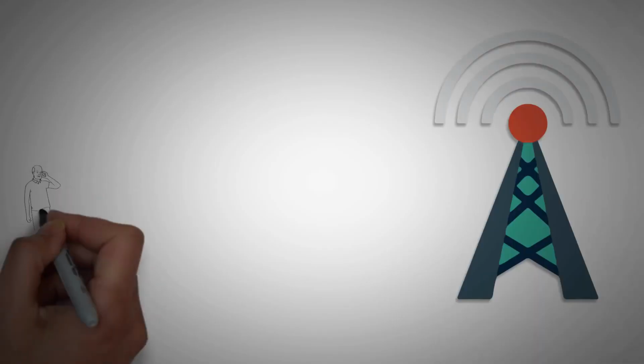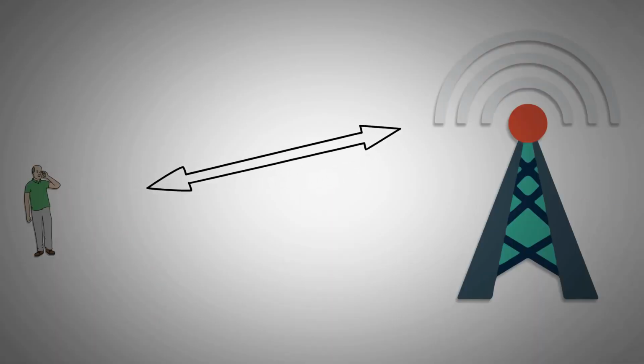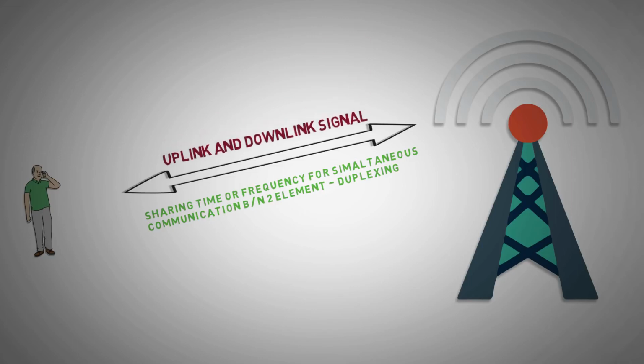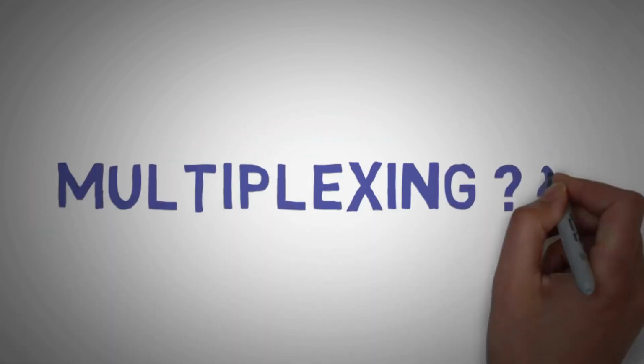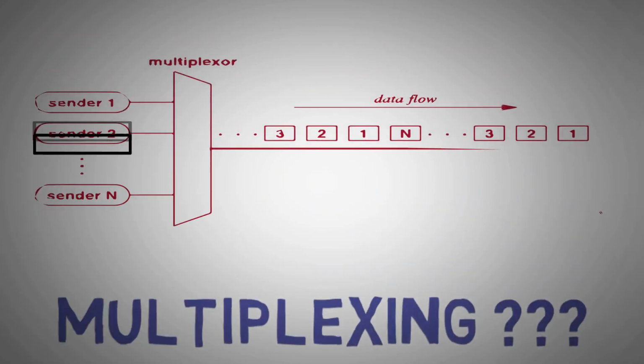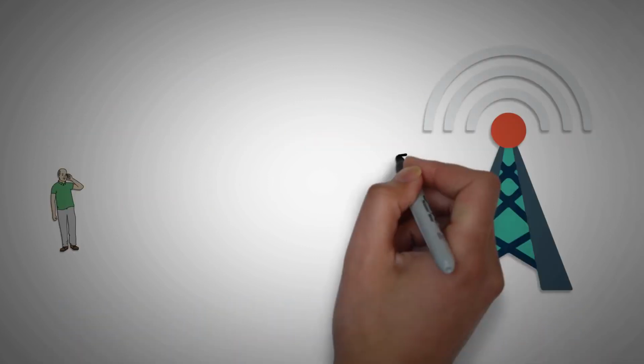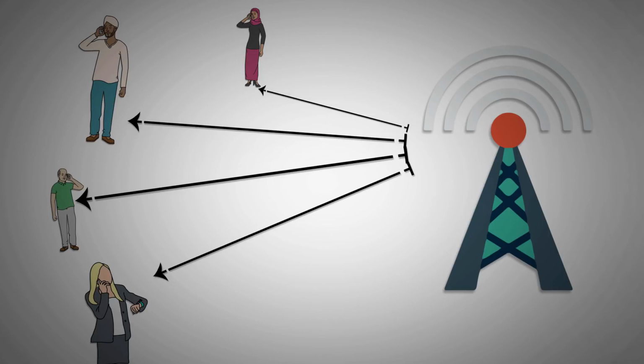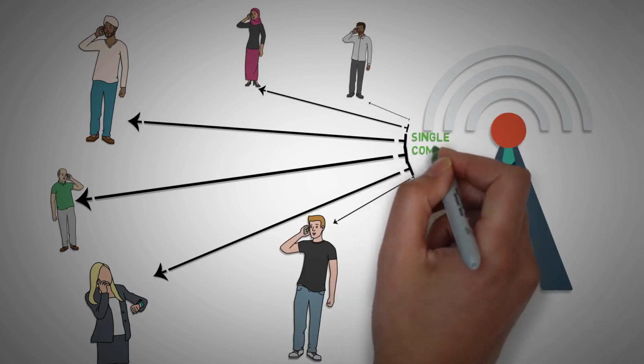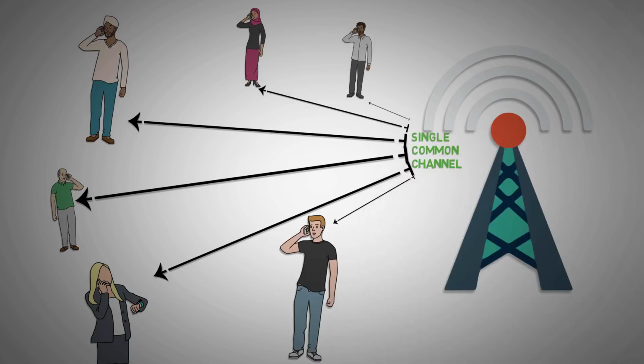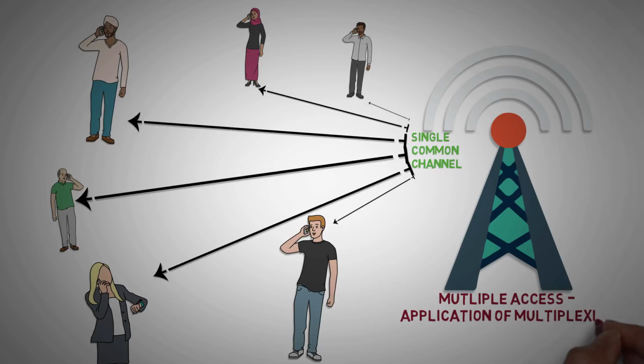In the last video we have shown how two signals were combined over a common pathway in duplexing. So, what exactly is multiplexing? Multiplexing is the process of combining multiple signals and transmitting them over a common channel. Then what is multiple access? When multiplexing is used to allow multiple users to communicate over a single common channel, we call it multiple access. In other words, multiple access is nothing but the application of multiplexing.